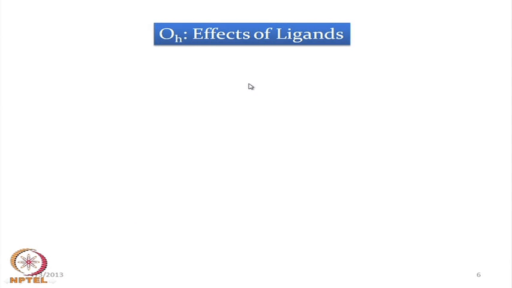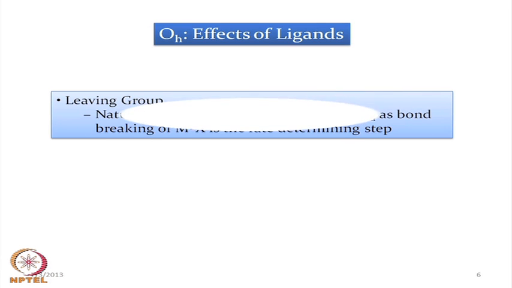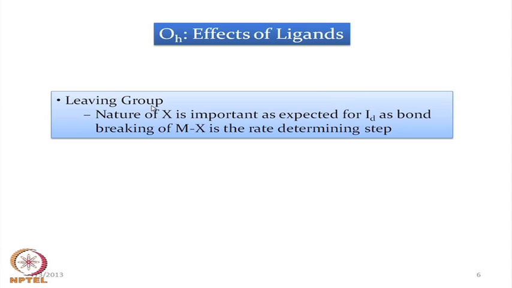Then we can see the effect of the ligands on the octahedral geometries, how the octahedral geometry supports the effect of the ligand for substitution reactions. Again, like our square planar geometry, we have the leaving groups. That means, how the group X is important. So, the nature of X is important, as expected from an intermediate dissociative pathway. It can be a dissociative pathway, but of intermediate type, not fully dissociative or fully associative, as bond breaking of M-X is the rate determining step. Why is it dissociative? Because X has an important role to play, and the RDS, the rate determining step, is the bond breaking of M and X.